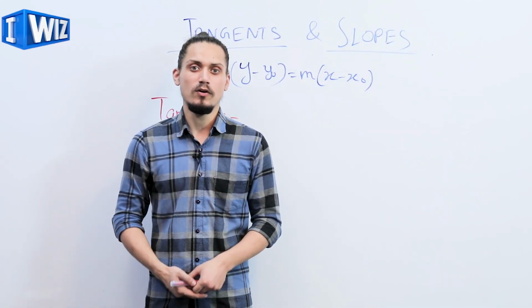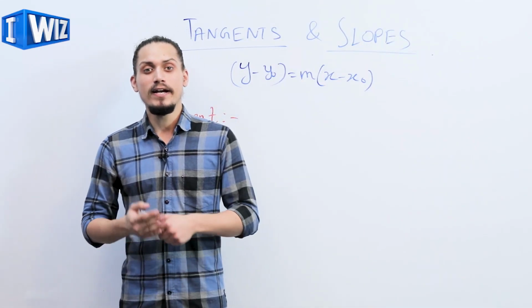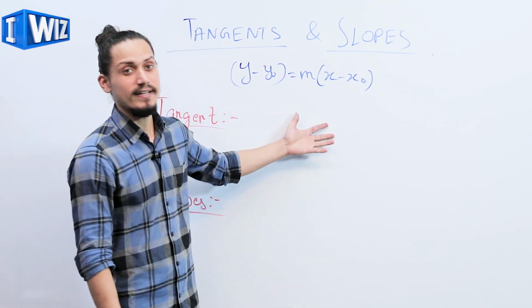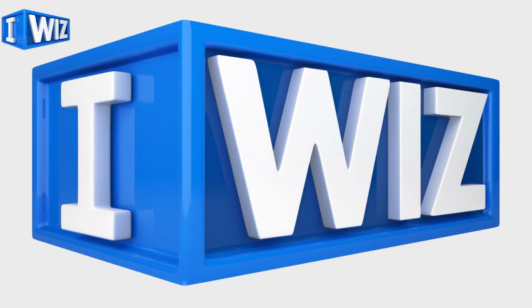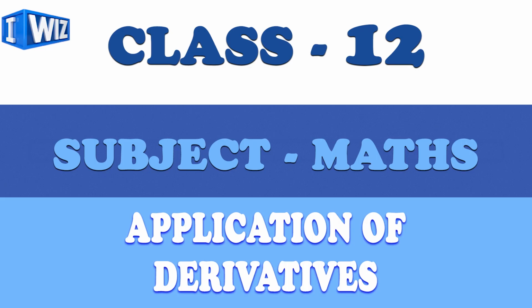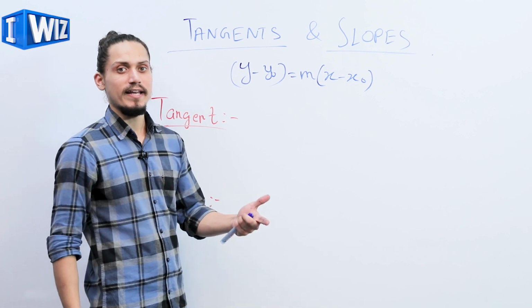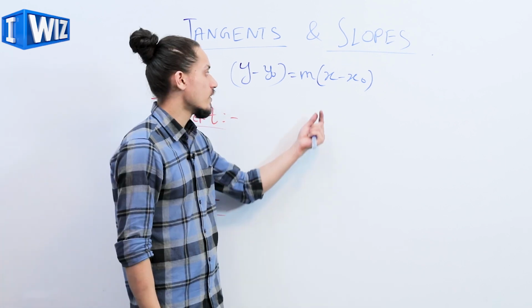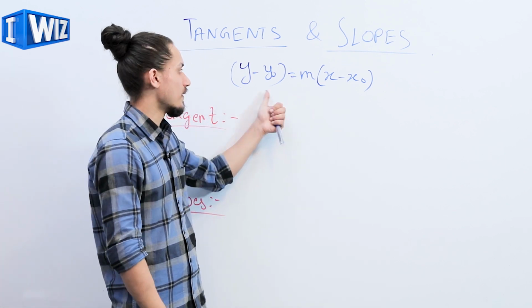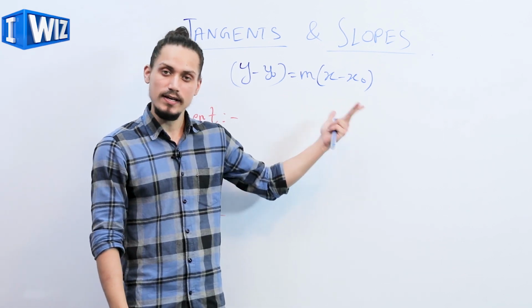We are continuing our chapter of applications of derivatives, and today's first topic is slopes and tangents. So we know the equation of a line passing through point (x0, y0) with slope m is given by y minus y0 is equal to m times (x minus x0).